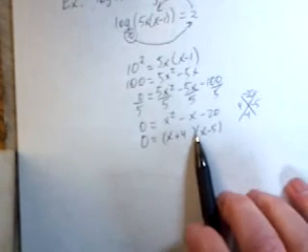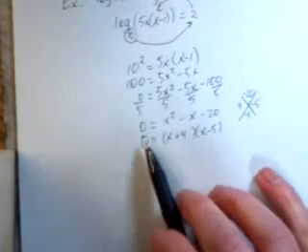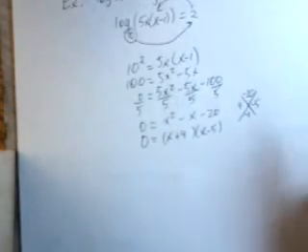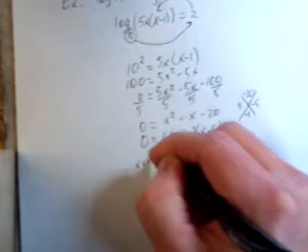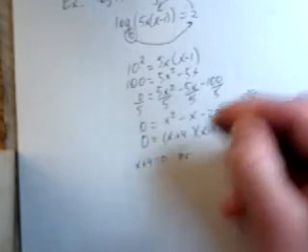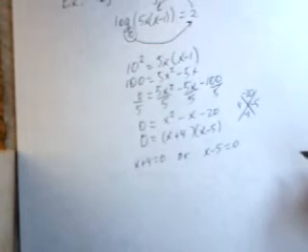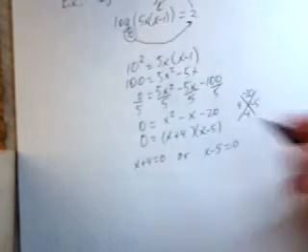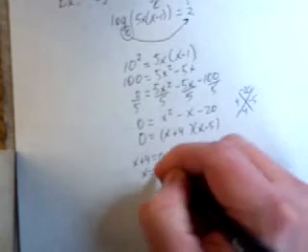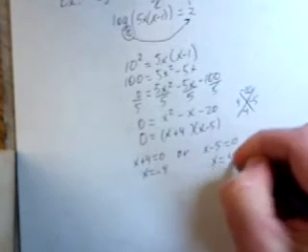The zero product property says if this times that equals 0, then one of them must be 0. So let's say that x plus 4 is equal to 0, or let's say that x minus 5 is equal to 0. One of them must be 0. We just don't know which. This produces two answers showing that x equals negative 4 or x equals positive 5.